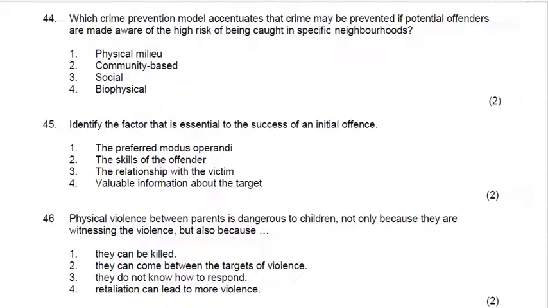45. Identify the factor that is essential to the success of an initial offense. The answer is 2, which is the skills of the offender. This is found on page 22 of our study guide.